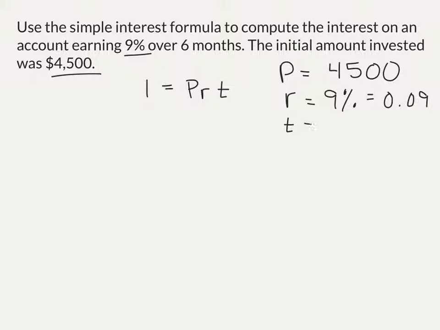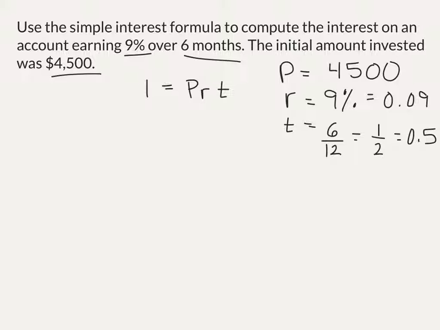T is always given in terms of years. Our problem tells us that we have 6 months. So in order to convert this to number of years, we'll put 6 over 12. That's because there are 12 months in a year. So 6 months is equal to 1/2 years. And we can write that as 0.5.